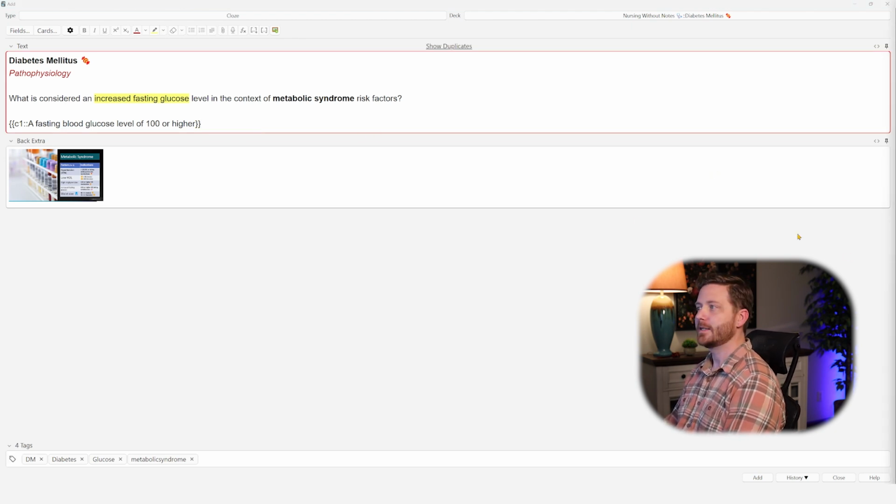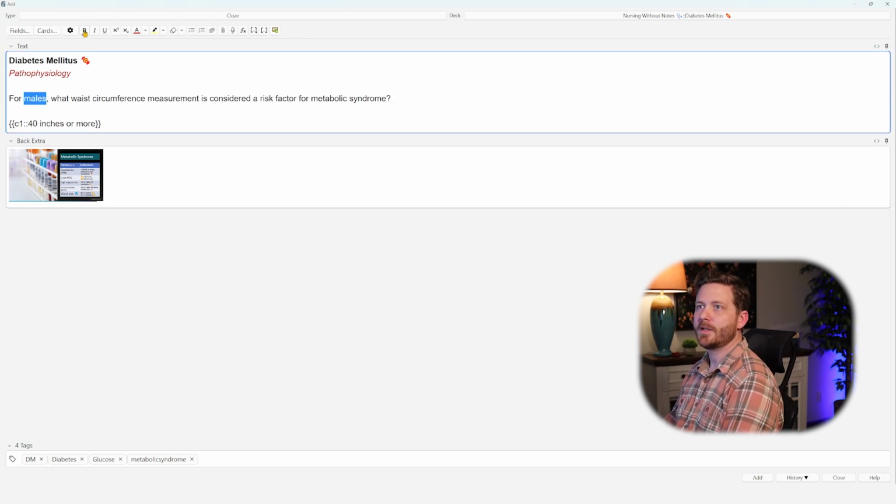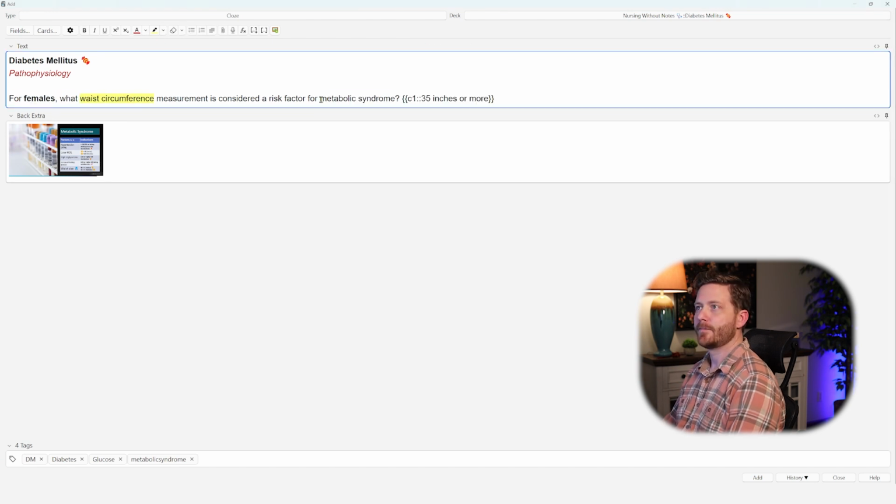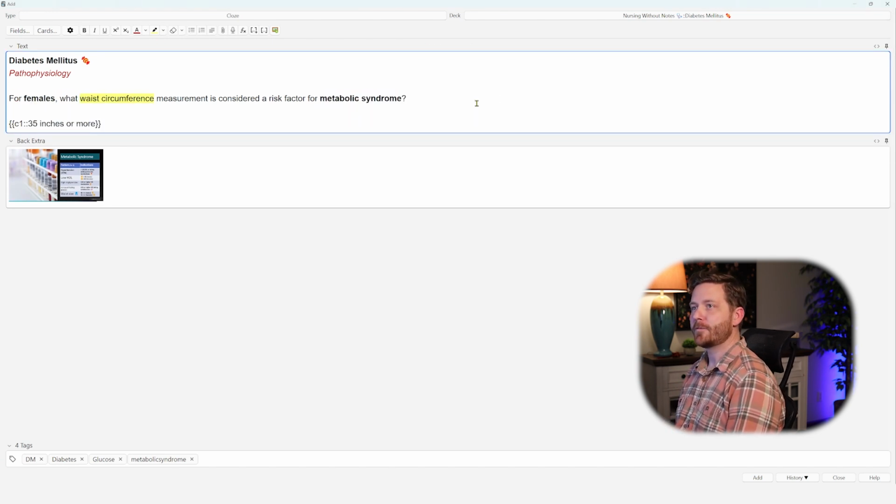And last but not least, we have our waist circumference. For males, what waist circumference measurement is considered a risk factor for metabolic syndrome? 40 inches or more. Let's add that to our deck. For females, what waist circumference measurement is considered a risk factor for metabolic syndrome? And that will be 35 inches or more. And we'll add that to our deck.